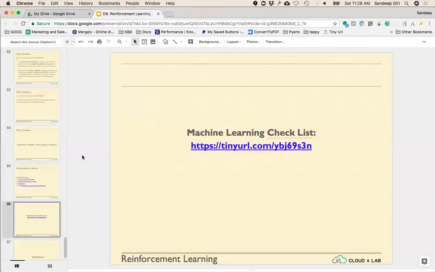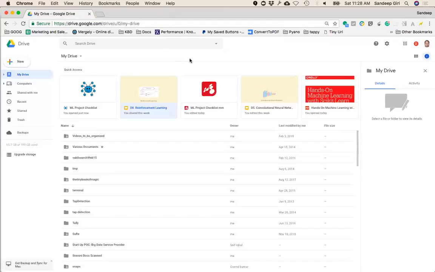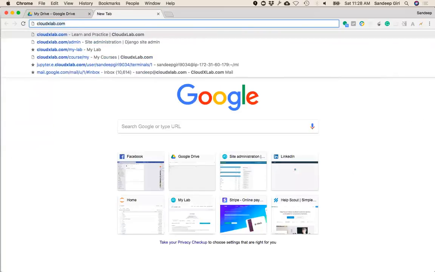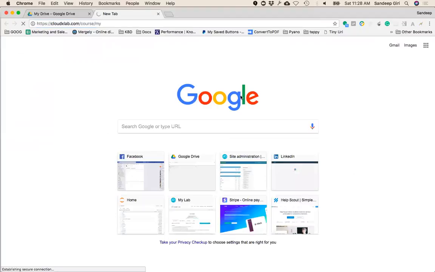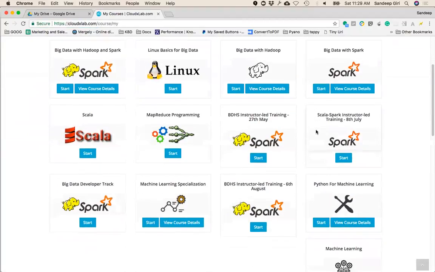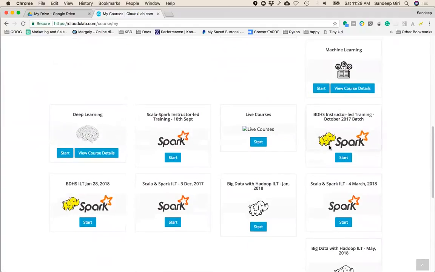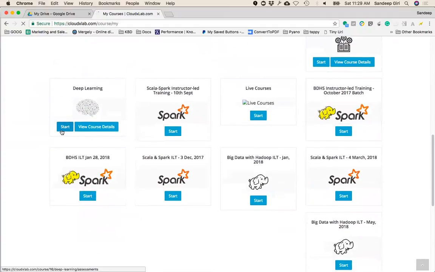Great. So what we've learned today is we've learned about reinforcement learning, and we've also given you the checklist of the machine learning project. And I would like to just give you an overview of how the projects look like. All right, so we could just click on deep learning.